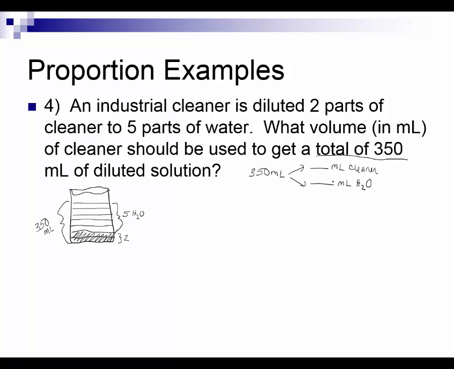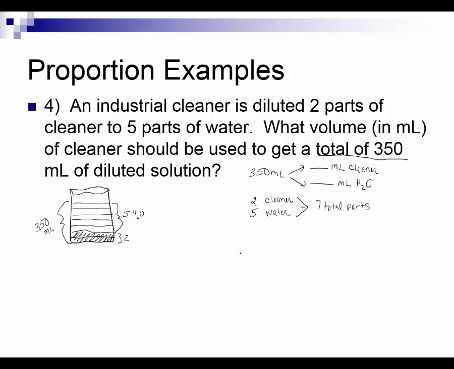And we know that it is split up based on the ratio that we're given. And so we have 2 of cleaner, and I'm not writing the word parts because that could be cups, milliliters, whatever unit we're measuring in, to 5 of the water. So similar to the Bob and Kathy example, we're going to take these 2 and add them together, and so we would have 7 total parts.